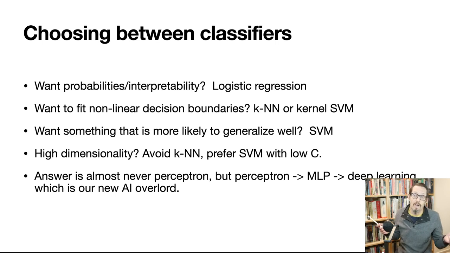You never care about perceptrons. Realistically, there's not a case where they're the best choice, except of course that when you start stacking a lot of perceptrons on top of each other, you suddenly arrive at deep learning, which is beyond the scope of this particular class.